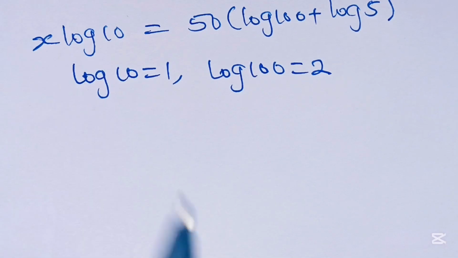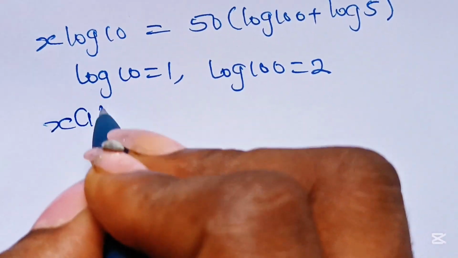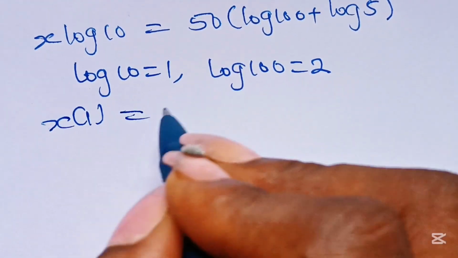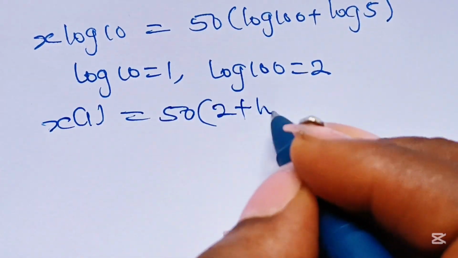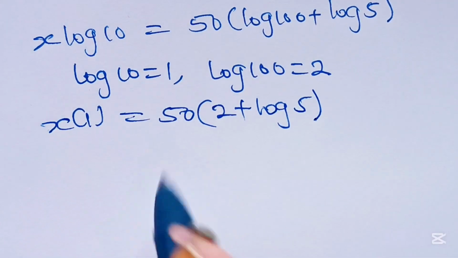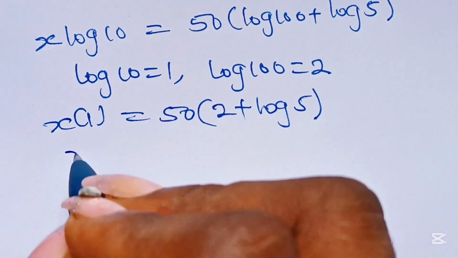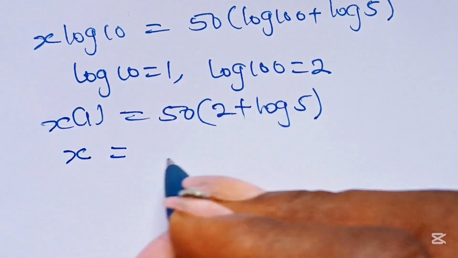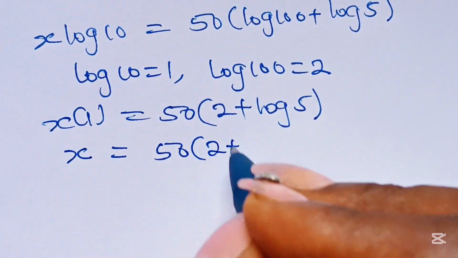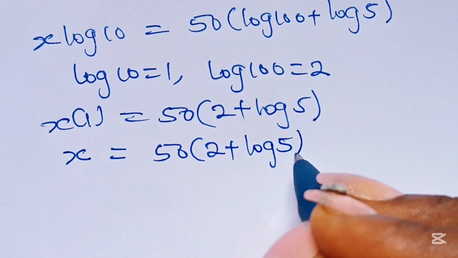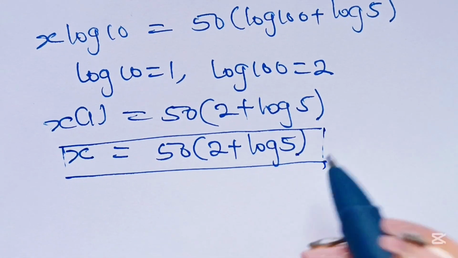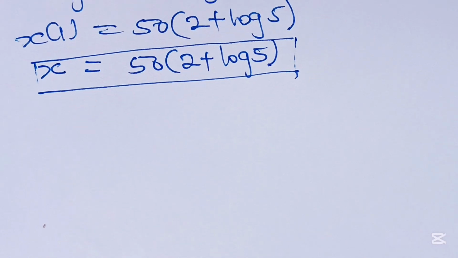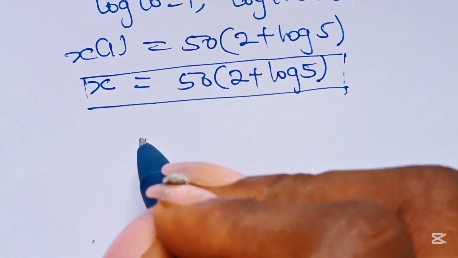That means this is the same thing as x multiplied by 1 is equal to 50 brackets log 100 is 2 plus log 5. Now x multiplied by 1 will give us x, and this is equal to 50 bracket 2 plus log 5. Now this is the value of our x. Back to the main thing, which is, let's verify, okay?